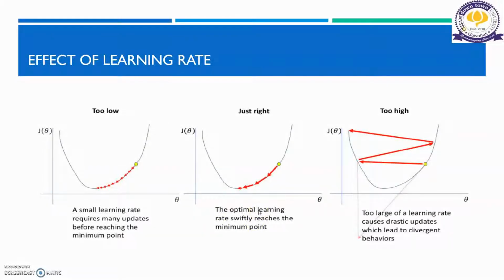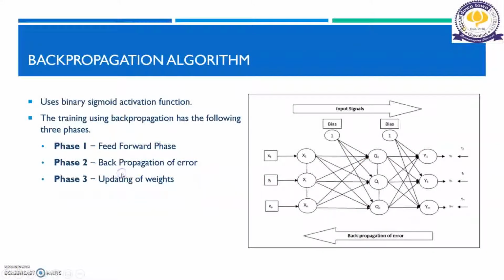Therefore, you need to find a good learning rate to get your desired result. Most of the time, the training process is experimental. So initially you start with a small learning rate, then you try different learning rates to get the desired output. Okay, now we come to the backpropagation algorithm.